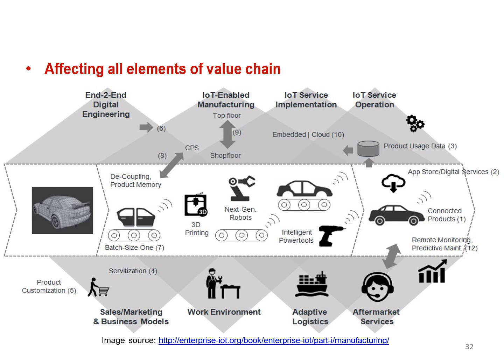This affects all the elements of the value chain when we use the Internet of Things and Industry 4.0, because we are going to have end-to-end digital engineering. It links Internet of Things enabled manufacturing, Internet of Things service implementation and Internet of Things service operations. So this will definitely work with the other side: sales and marketing and the business model, the enhancing of the work environment, adaptive logistics, and aftermarket services. All of these are going to be connected by using the Internet of Things.